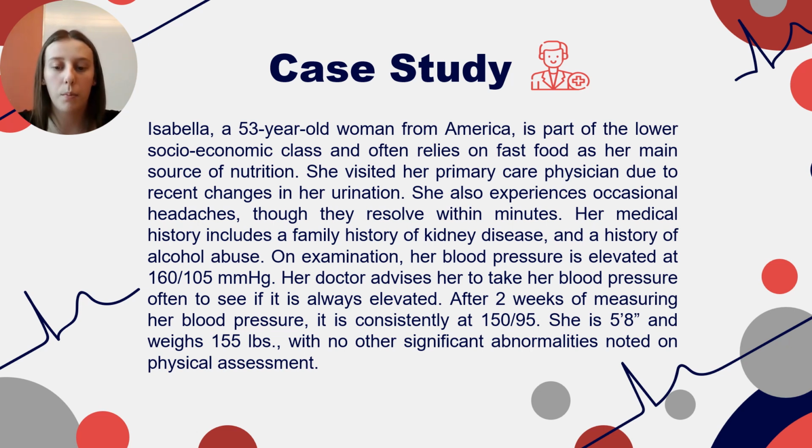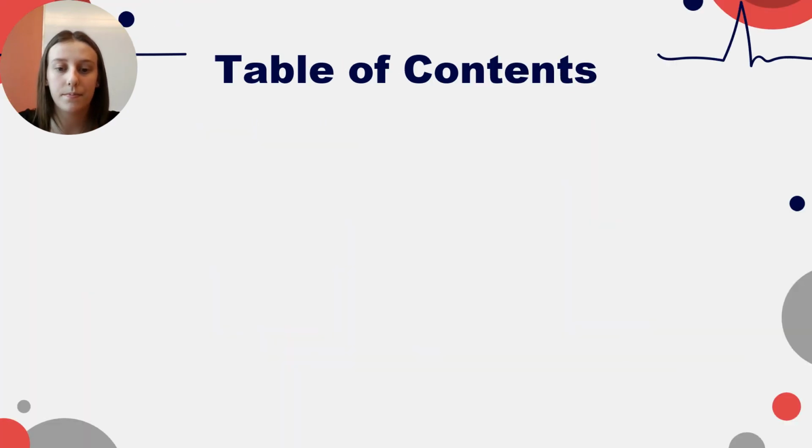On examination, her blood pressure is elevated at 160 over 105 milligrams mercury. Her doctor advises her to take her blood pressure often to see if it is always elevated. After 2 weeks of measuring her blood pressure, it is consistently at 150 over 95. She is 5'8" and weighs 155 pounds, with no other significant abnormalities noted on the physical assessment.